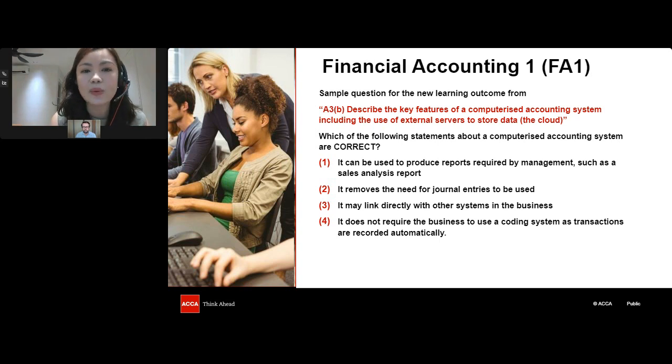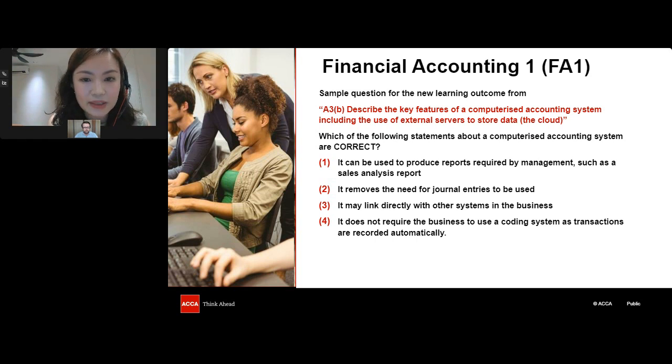So the first question we'll be looking at is from FA1, Financial Accounting 1. Now, let's have a look at this. This is one of the sample questions, which is on the new learning outcome. And as everyone could see, this is mainly to describe the key features of a computerized accounting system, including the use of the external servers to store the data. Okay, so that's a kind of accounting system. So how likely will the questions be tested or examined in the exam? Let's have a look at this right now.